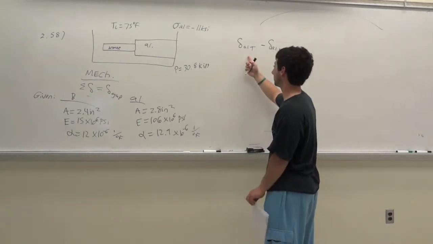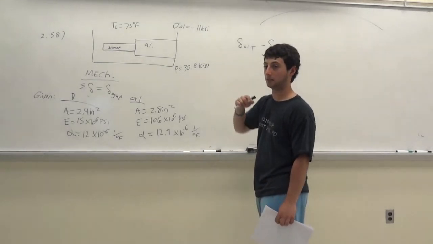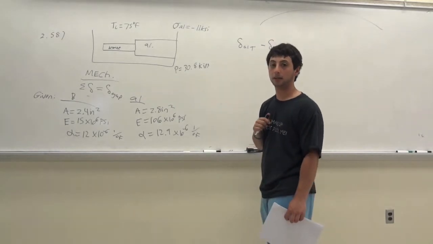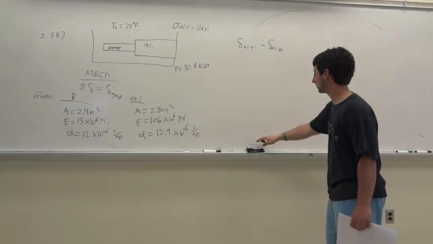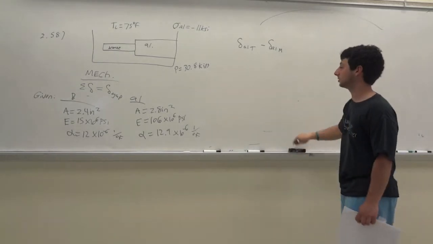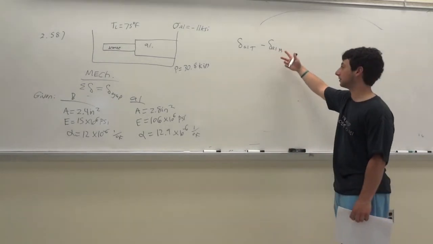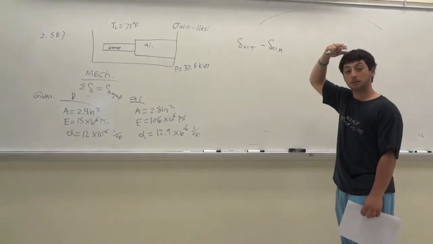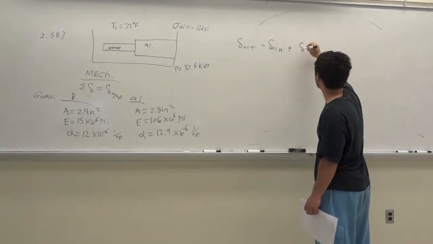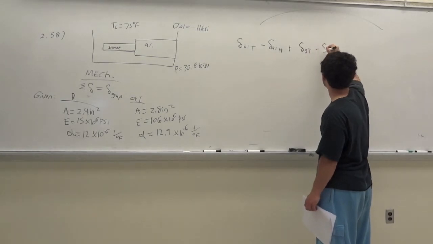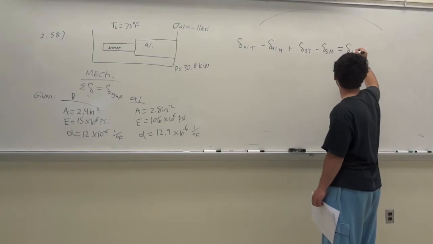Do you guys know what the thermal expansion is? It's alpha delta T times L. You guys learned this, right? I'll write the equation out after, okay? So what else do you have? So this is for the aluminum. What about for the steel? It would be the same thing. So it's delta ST minus delta SM is equal to delta gap, right?